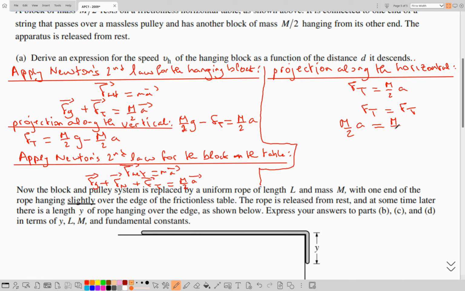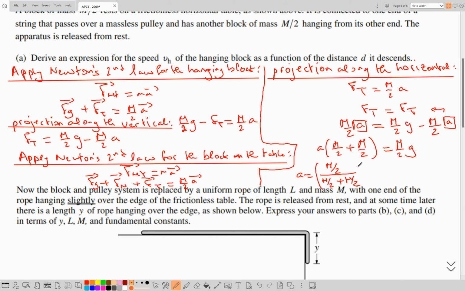is equal to m over 2 g minus m over 2 a, and we're interested in determining the acceleration. Now moving this to the left hand side and factoring out a, that would be m over 2 plus m over 2 is given by m over 2 g, which means the acceleration indeed is given by fractional mass m over 2 divided by m over 2 plus m over 2 multiplied by g, and doing the same calculation that I have explained previously, that would be half g.